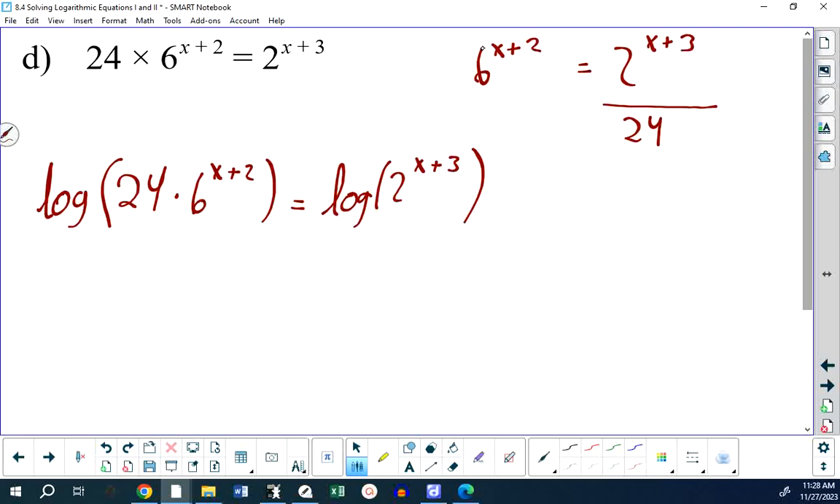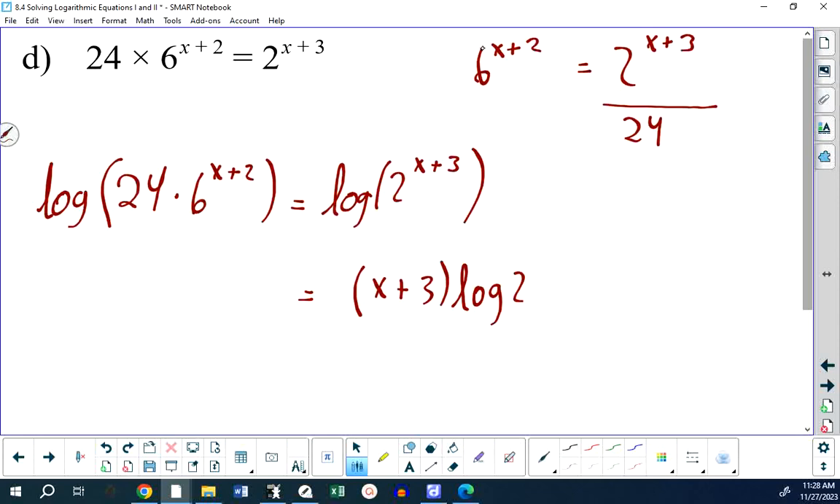So I can move this exponent down over here and write x plus 3 log of 2. Why can I not move that exponent of x plus 2 on the left side out in front? Do you know? Because it'll get multiplied by 24 if you move it out. Yeah, it has something to do with that 24. This thing here, log of 24 times 6 to the x plus 2, doesn't match that log of m to the n. Does anybody know what we have to do first?